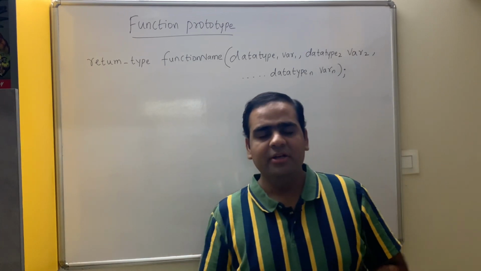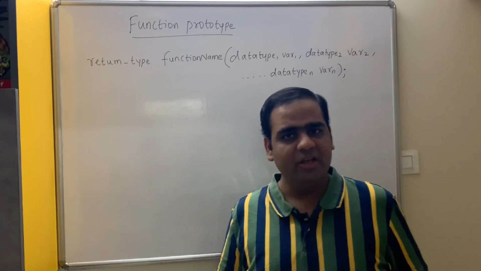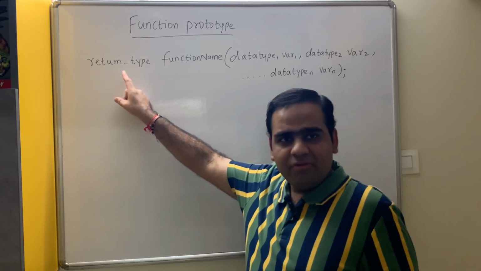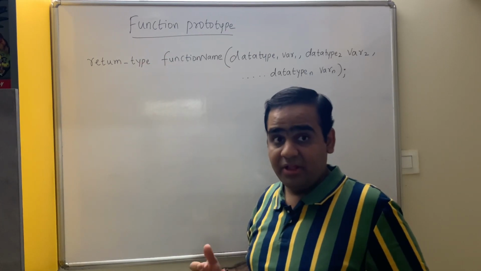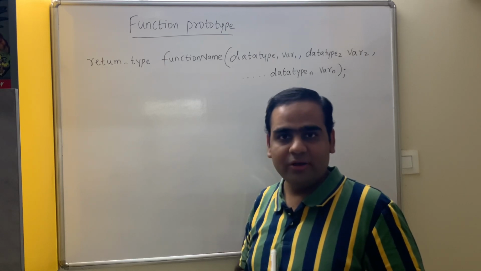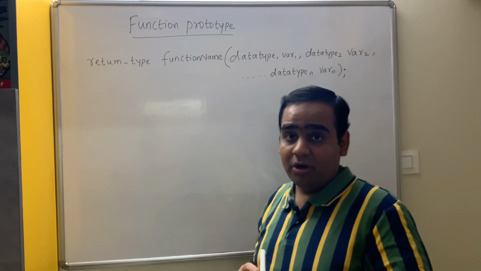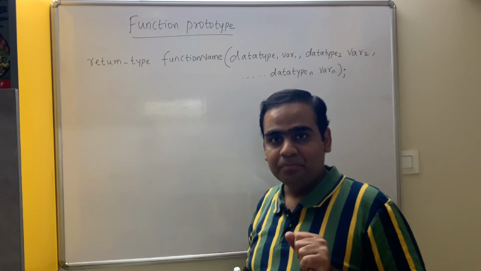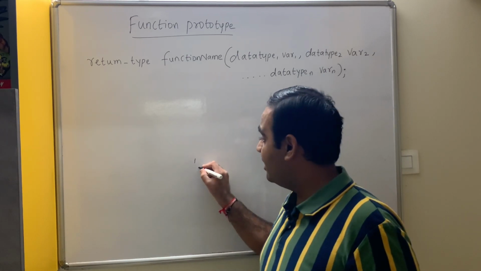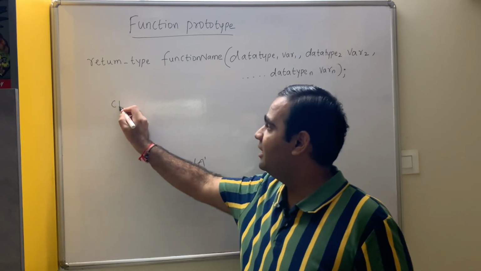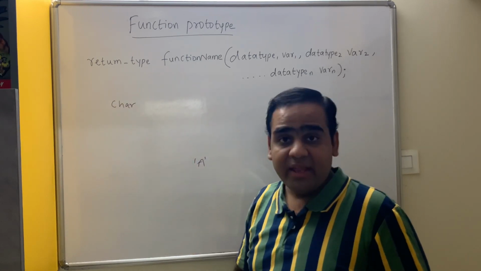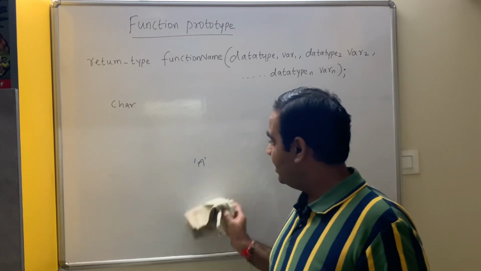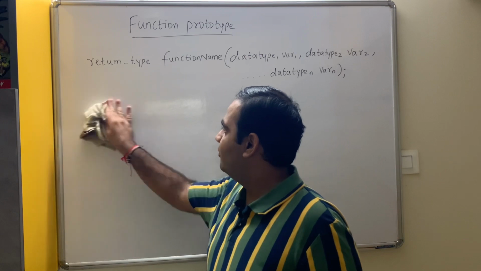Let us try to understand the function prototype with the help of some examples. The syntax of the function prototype is, as we have seen, return type. It says in what format the function is going to return the answer. It does not say that 2 is the answer. It says that it returns the answer in the form of integer. It does not return the answer as character A. Rather, we write it here as char, saying that this function is going to return the answer in the form of the character. Next is the function name.